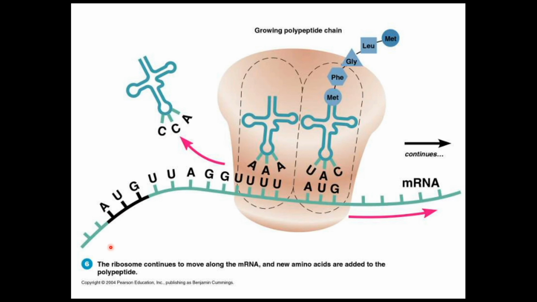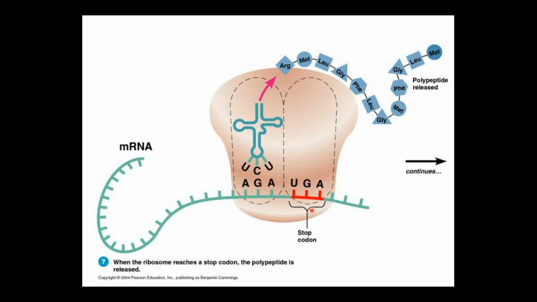Here is the diagrammatic representation. In this diagram you will find, see, this is a messenger RNA. This is a ribosome. In the ribosome, you will find the smaller subunit and the larger subunit. So here you will find the ribosome continues to move along the messenger RNA and new amino acids are added to the polypeptide. So here AUG is the initiator codon, and the respective amino acid will form and the growing of polypeptide chain occurs.